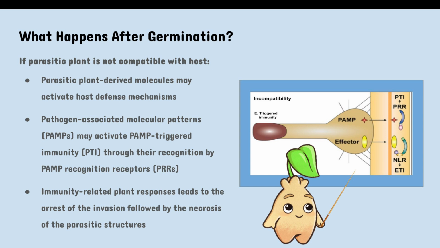Host plants have also developed defense mechanisms to prevent parasitic plants from hijacking them. Parasitic plant-derived molecules can be recognized by the host immune system and activate defense mechanisms. More specifically, pathogen-associated molecular patterns called PAMPs may trigger PAMP-triggered immunity, or PTI, through the recognition by PAMP recognition receptors, or PRRs. This leads to a plant immunity response, like the induction of immunity-related genes or deposition of radical compounds, which stops the parasitic invasion and causes necrosis to parasitic structures. In this case, the parasitic plant is not compatible with this host.